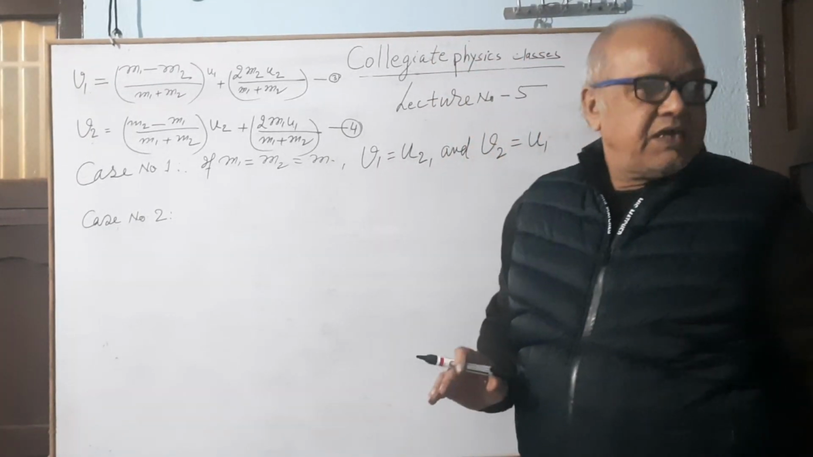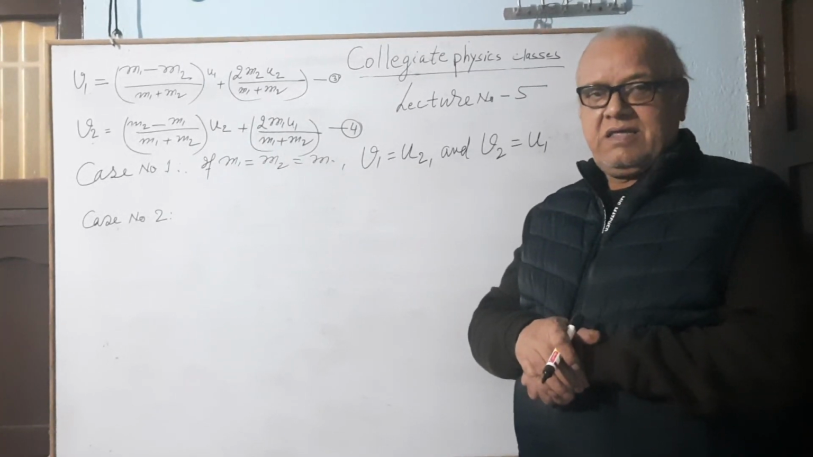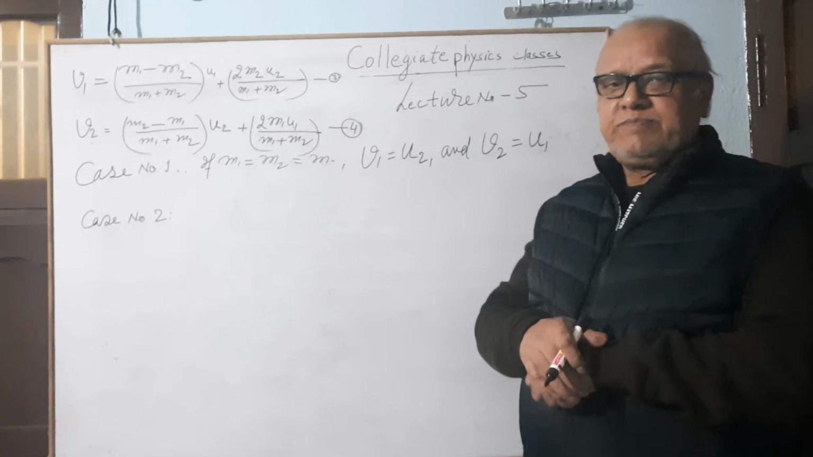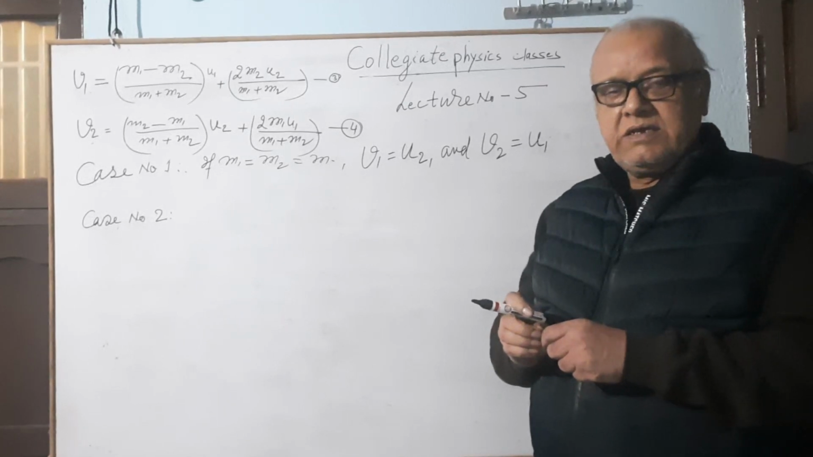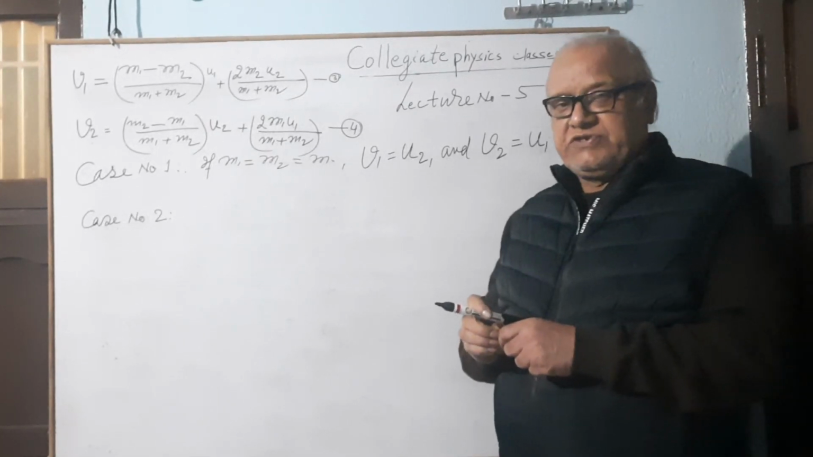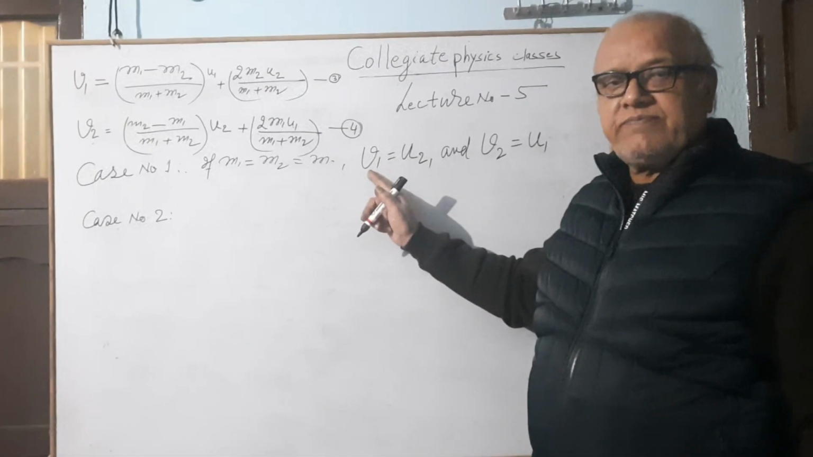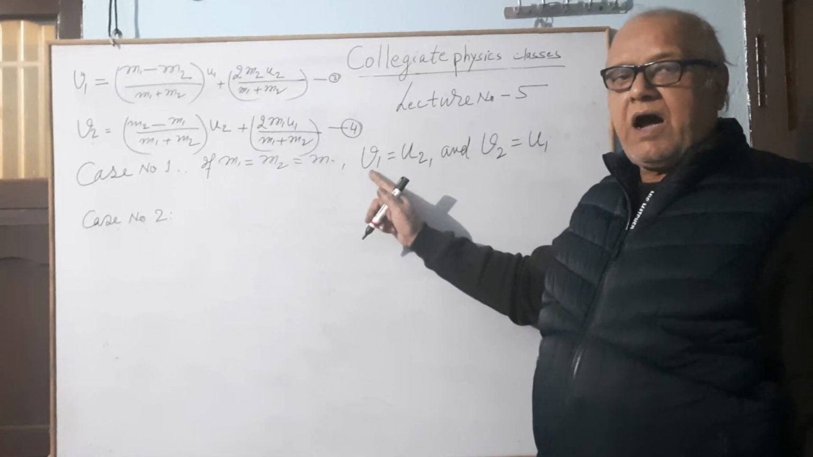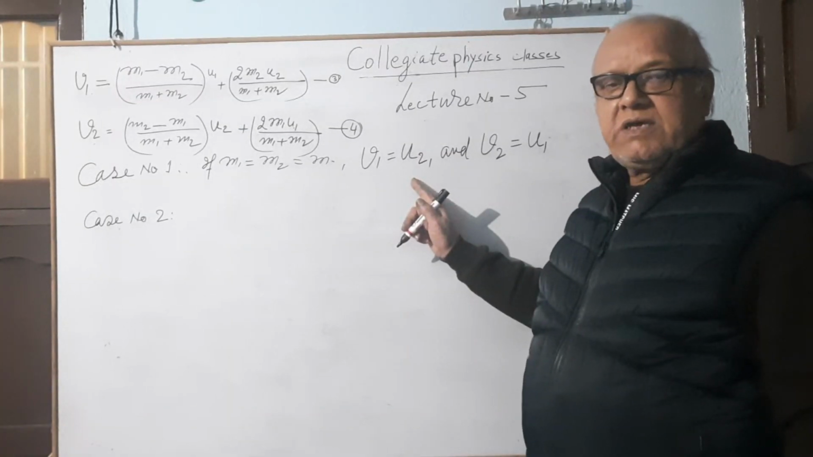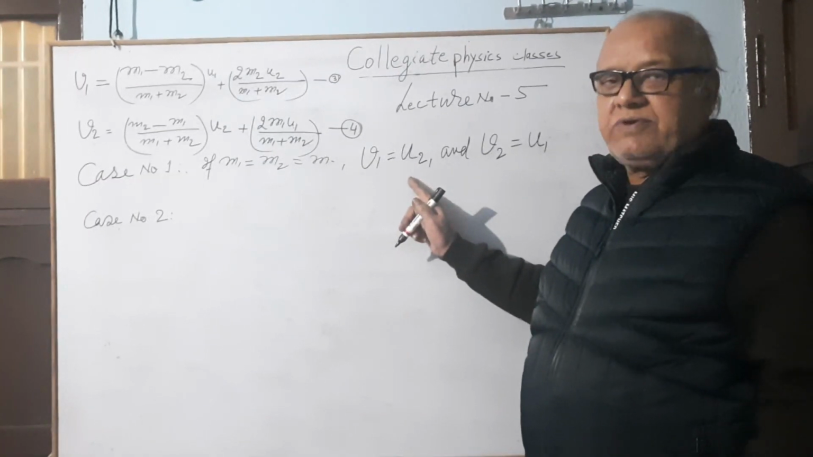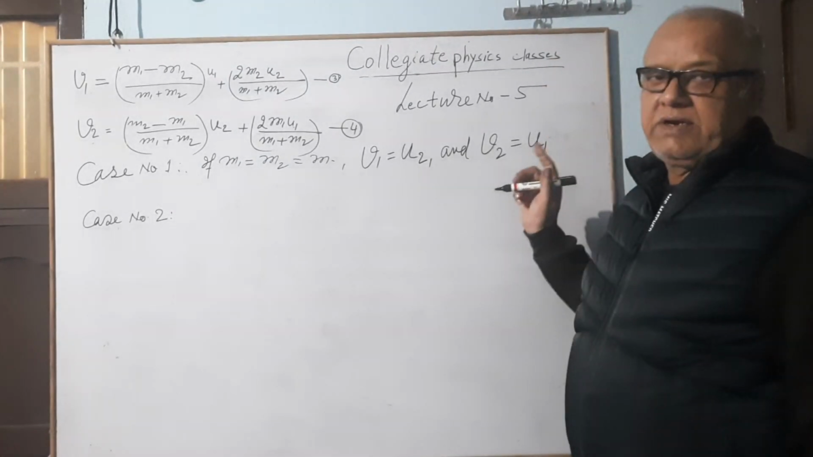That is, if the two bodies make a head-on collision and the collision is perfectly elastic, then the two bodies will interchange their velocities after the collision. v1 is the velocity of the first body after collision and this is equal to u2. u2 is the velocity of the second body before collision. Similarly, v2 will be equal to u1.